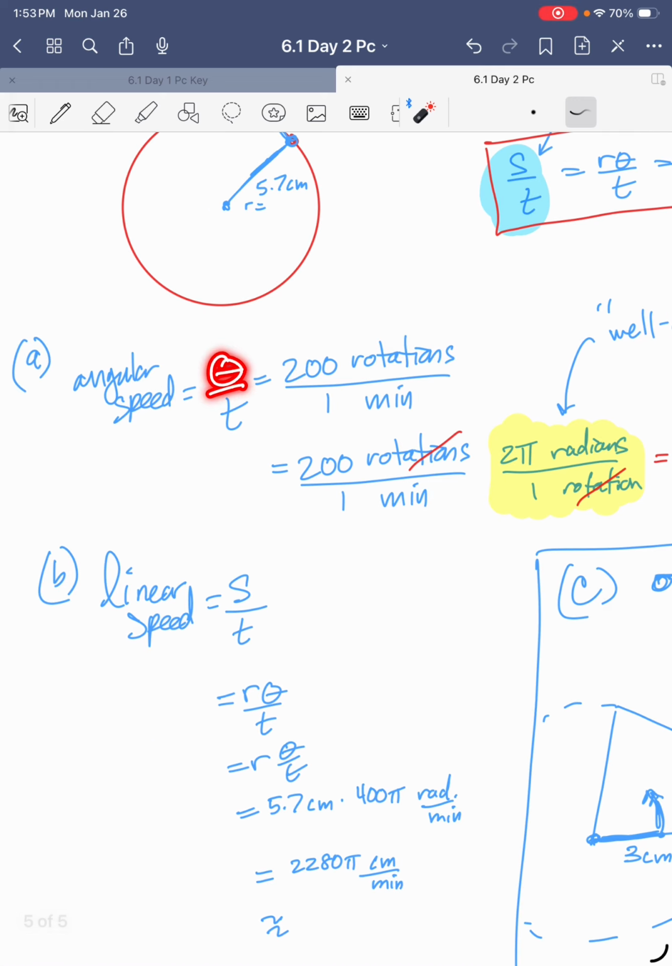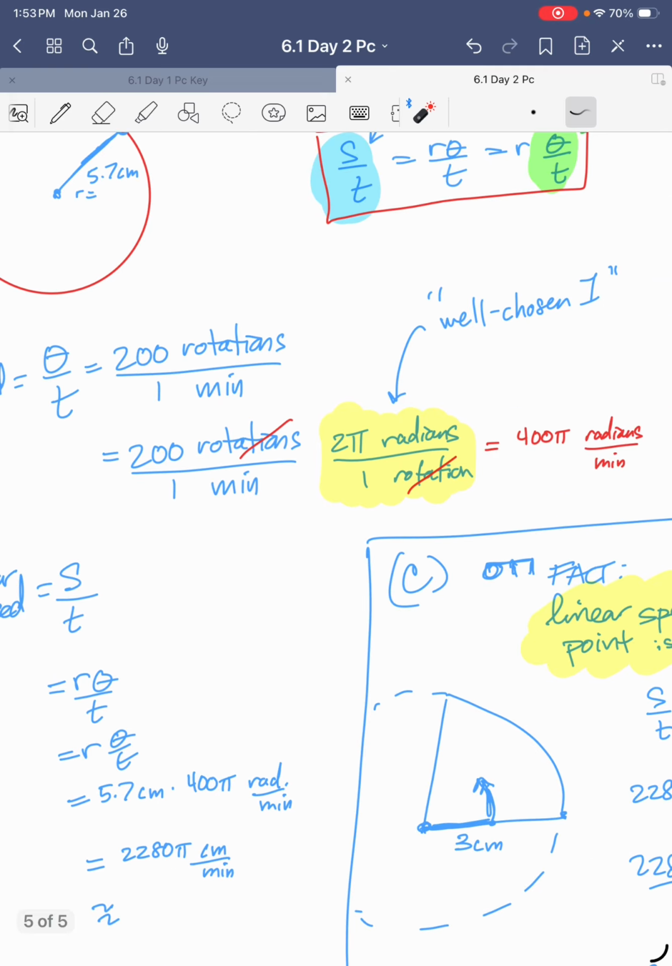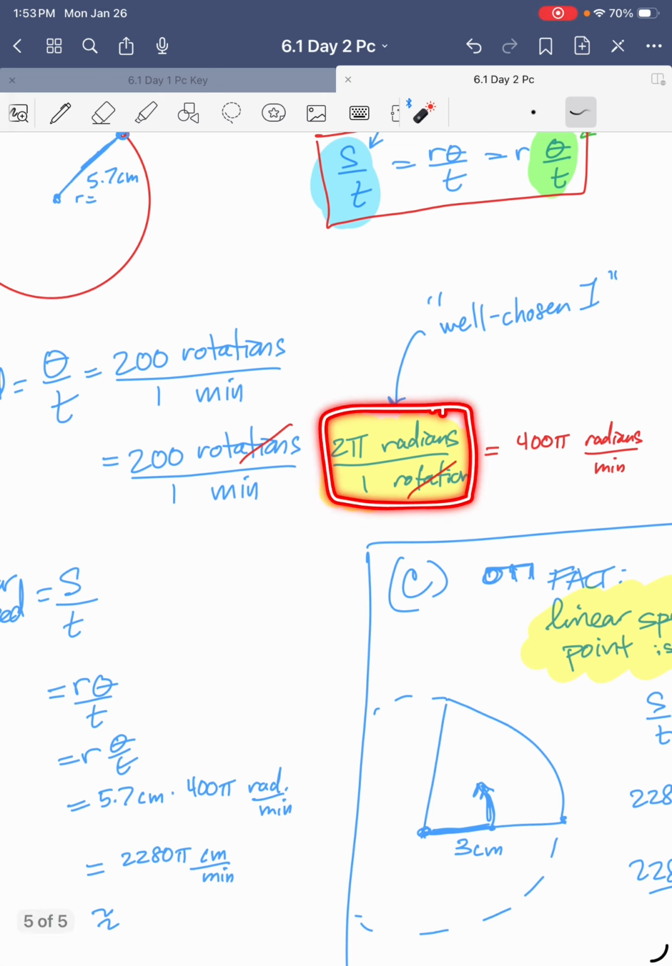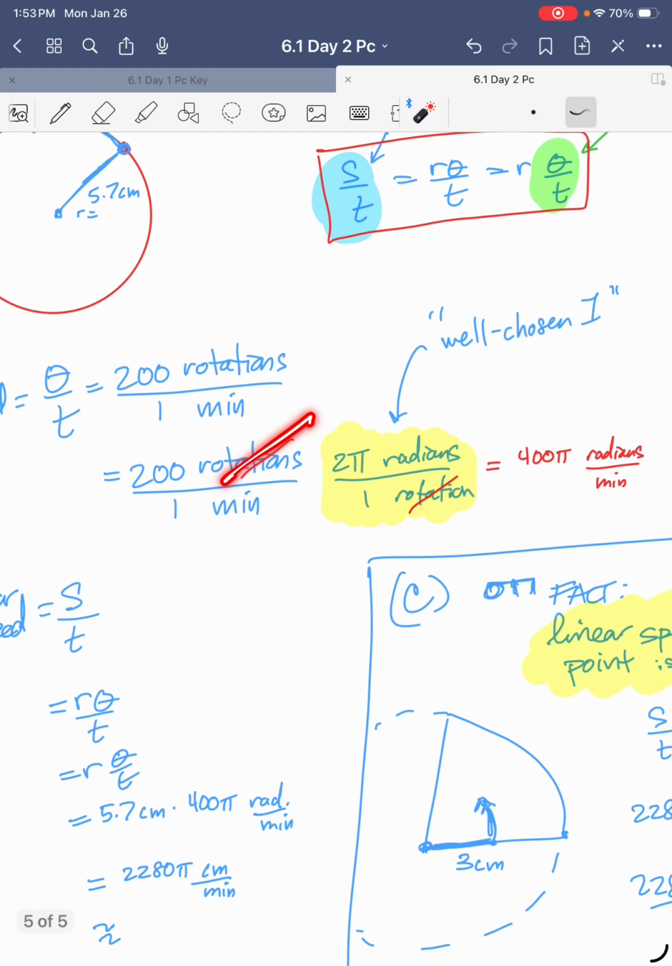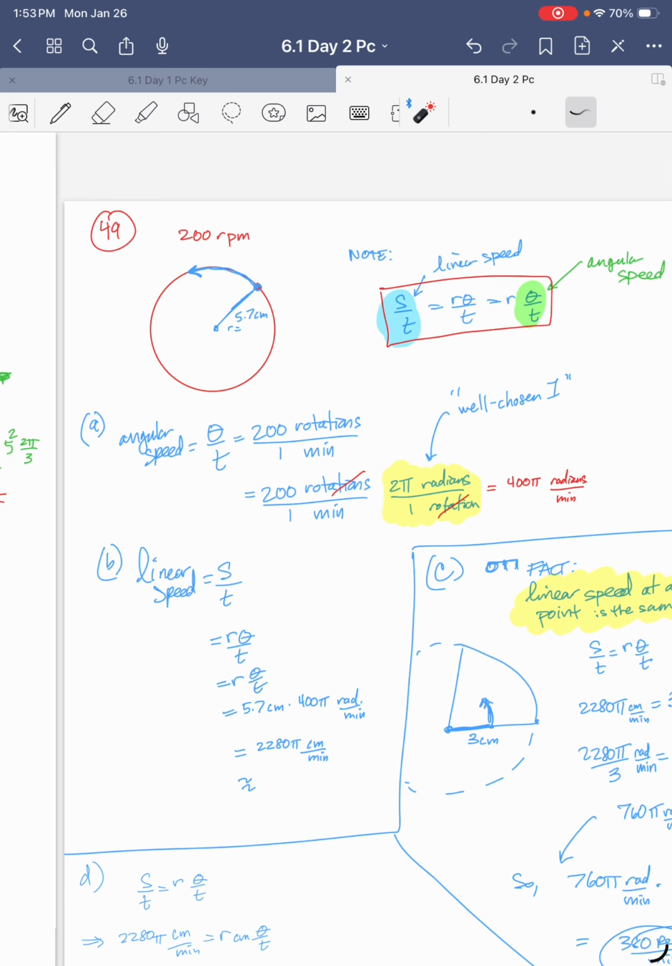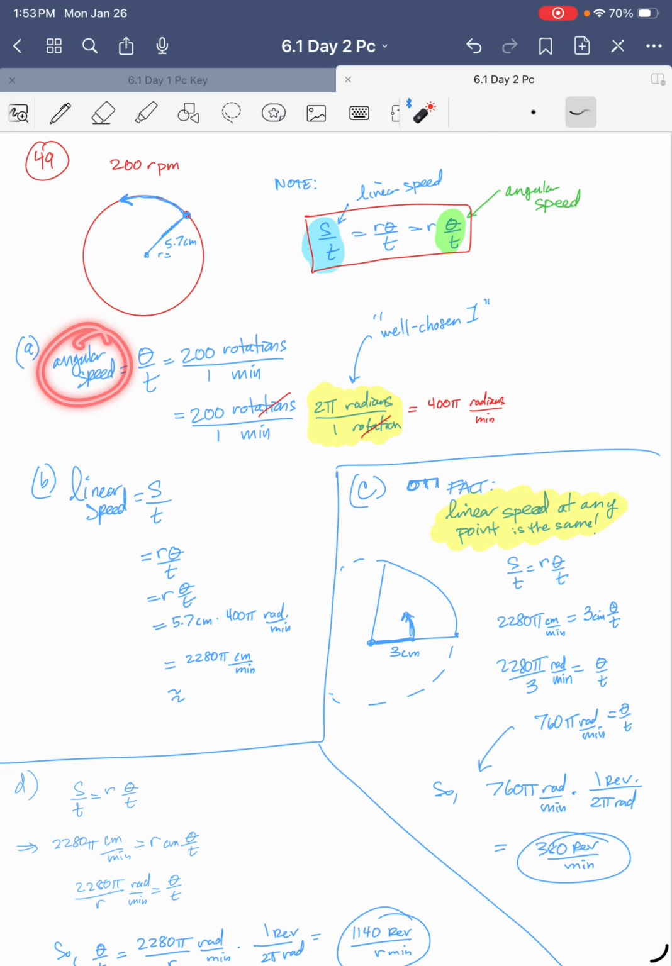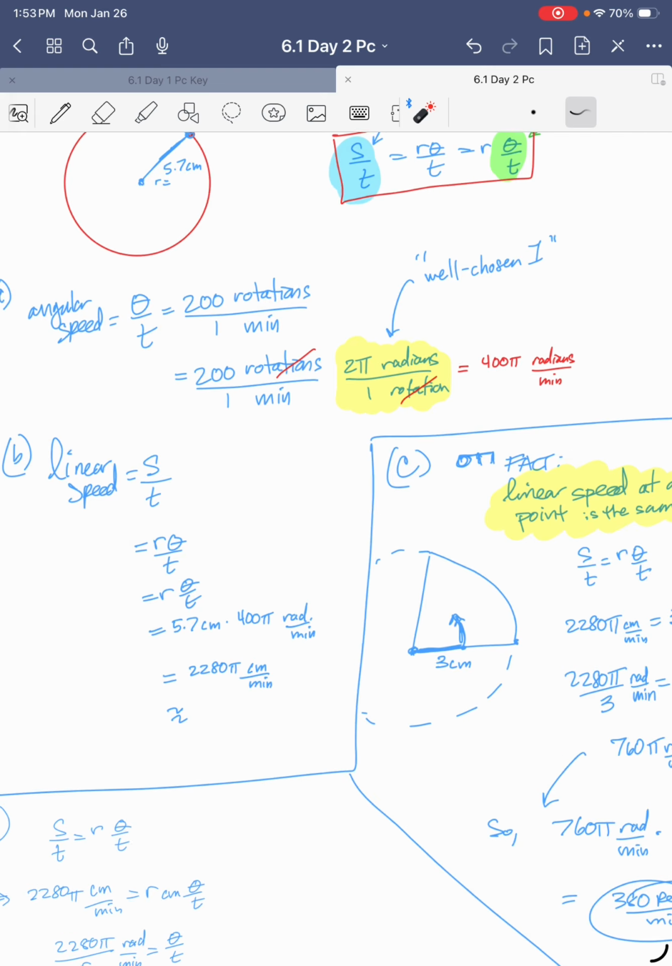Well, if my angular speed, theta over t, is 200 rotations every 1 minute, well then if I use a well-chosen one to introduce radians and cancel out rotations, 2 pi radians is equal to 1 rotation. And these cancel out just like I do in chemistry, change my units. I get 400 pi radians every minute. So that's my angular speed in terms of radians.